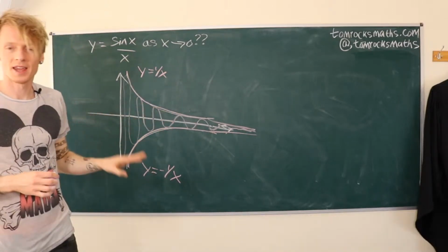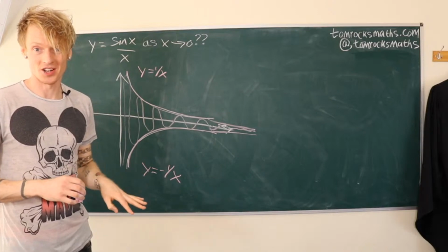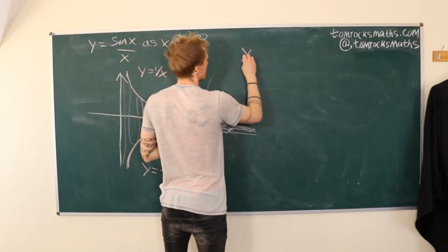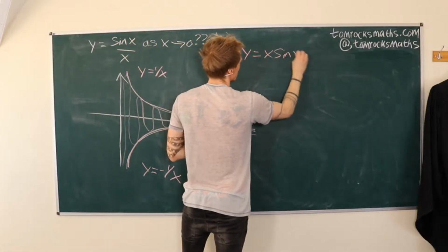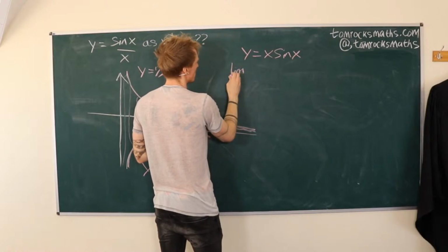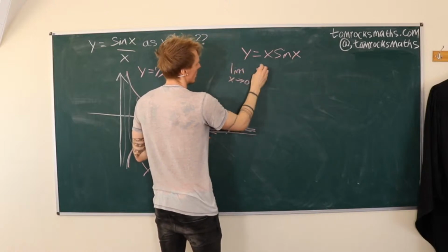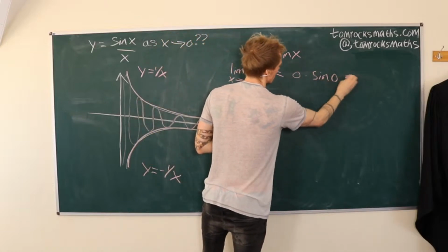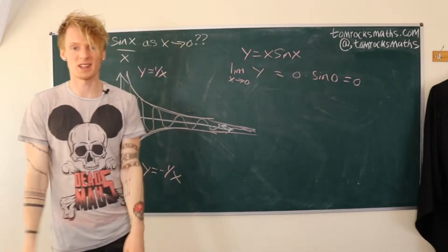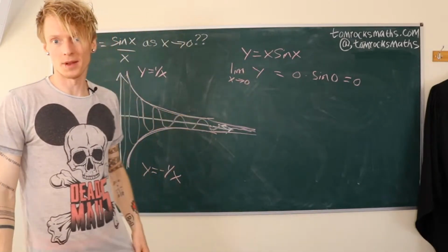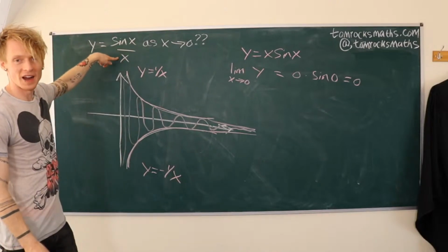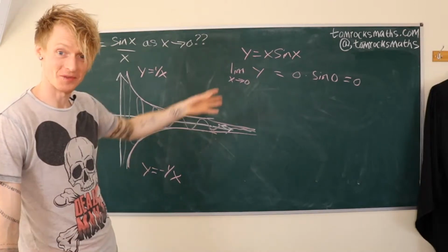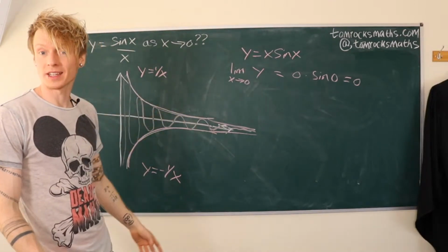So the problem here is we have to be careful because we are dividing by 0. In our other function, when we had y equals x sine of x, this was fine when we took the limit as x went to 0, because we just got 0 times sine of 0, which is 0 times 0, which is 0. That all worked with no problems. But here, we're going to be dividing by 0. And as we have seen with cot and with tan, that can cause things to go to infinity.